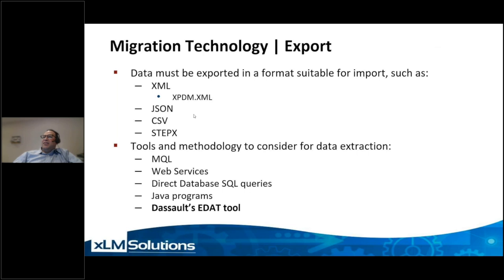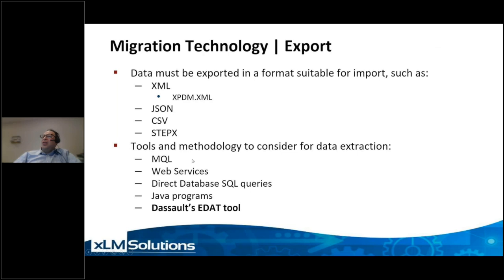So there's XML format, and I'd say a subset of that is what's considered these XPDM XML files that deal with the Dassault EDAT tool. We'll talk about that later. JSON is like a lighter weight XML. Comma separated is very old, probably not as functional a format, but can be used in some cases. And then STEPX is like a STEP file format that doesn't necessarily contain geometry, but contains metadata and structure information that can be used to import data into the UPS data model.